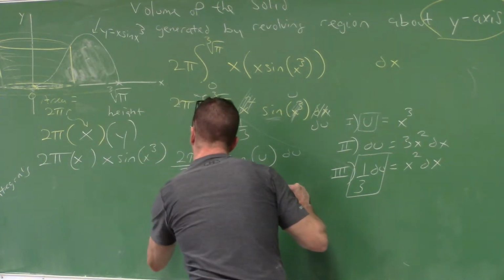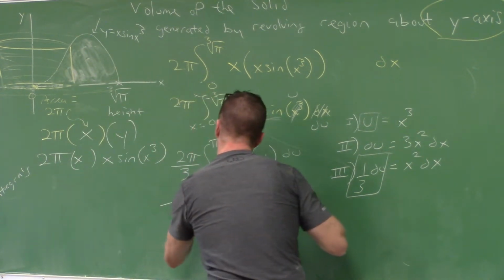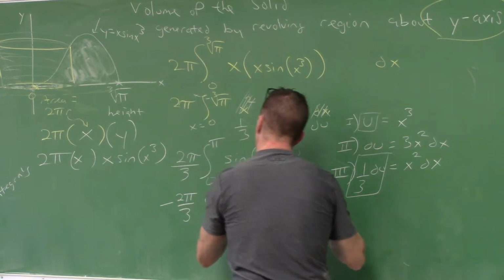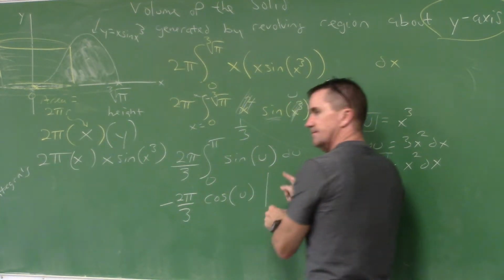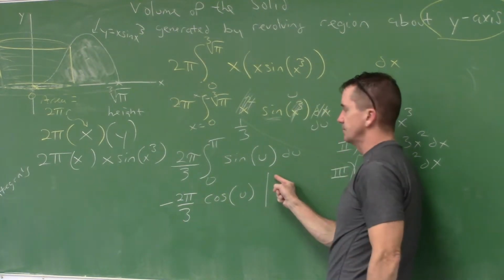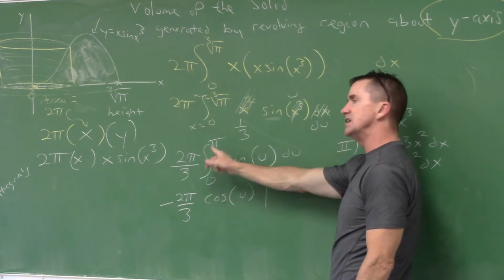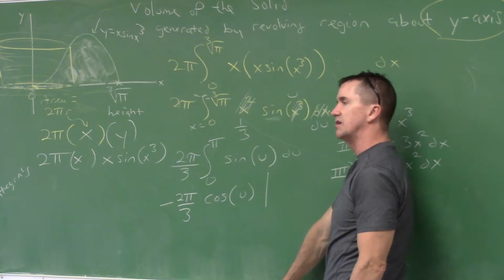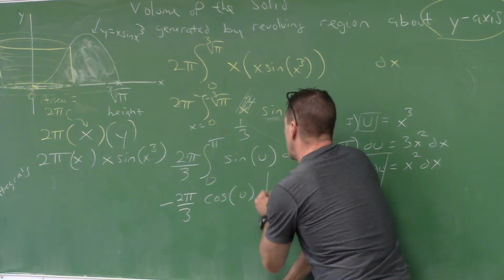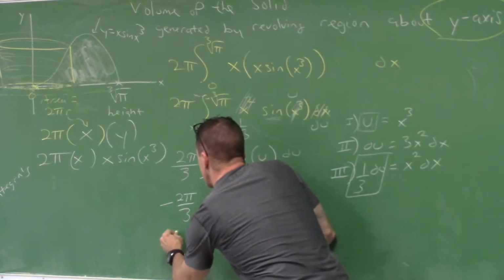I'll put it with the 2 pi over 3. Almost done, everyone. I get cosine of u, and I put my 2 limits. Now, what are the 2 limits? 0 and pi. If you didn't change them to u's, could I reuse the original x's? No. 0 to pi. I would have just resubstituted.